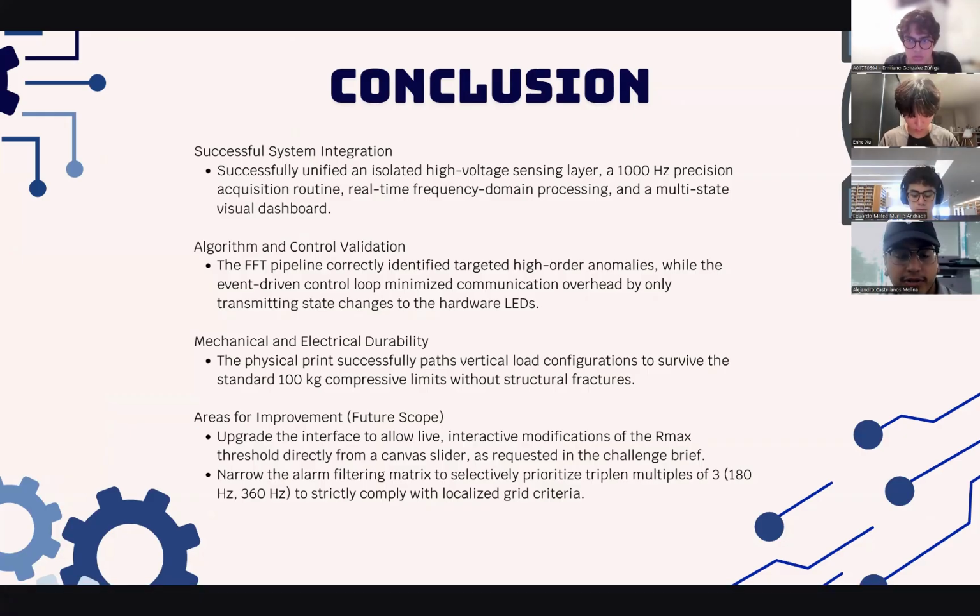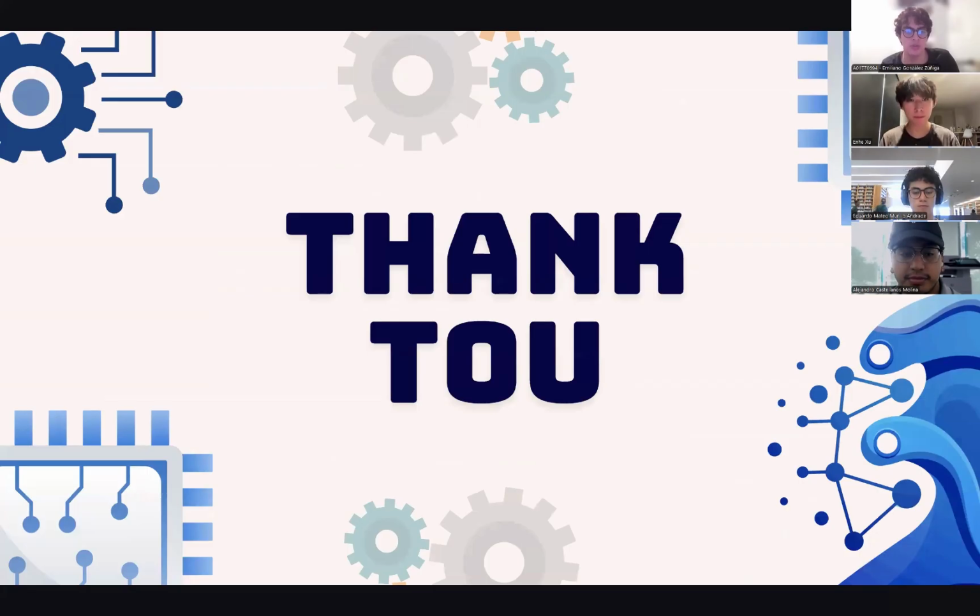Lastly, for the areas of improvement of our project, we would like to upgrade the interface to allow live modifications to the Rmax threshold from a slider, and also narrow the alarm filtering matrix to prioritize triplen multiples, which would strictly comply with localized grid criteria. That will be all for the presentation. We will put a video of the system working in real time. Thank you so much.